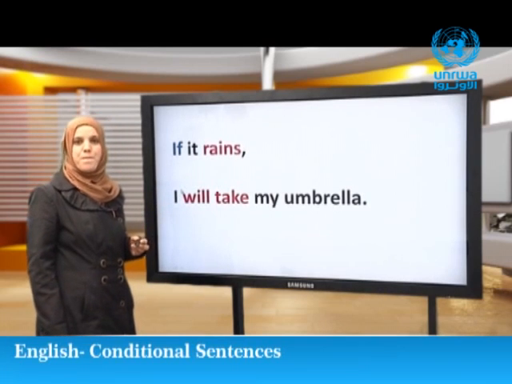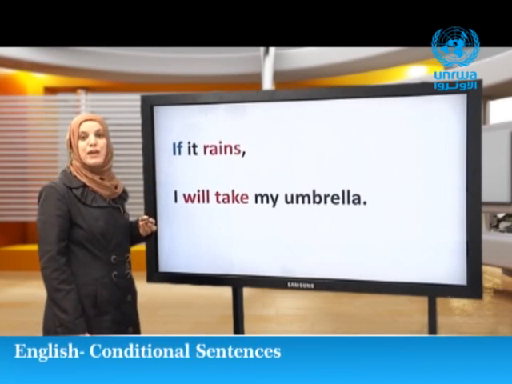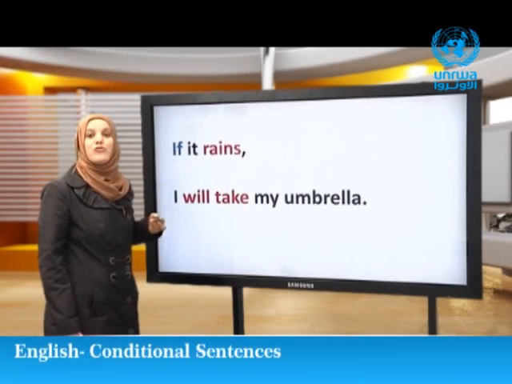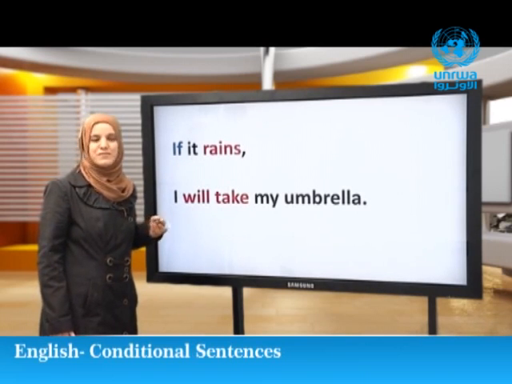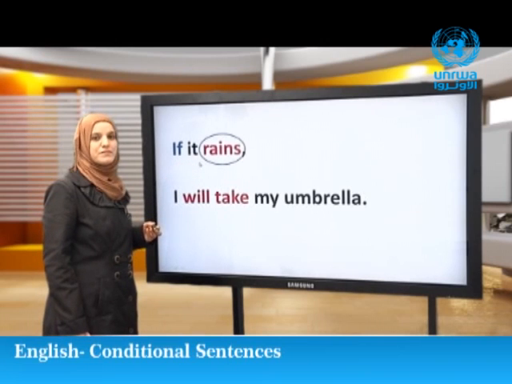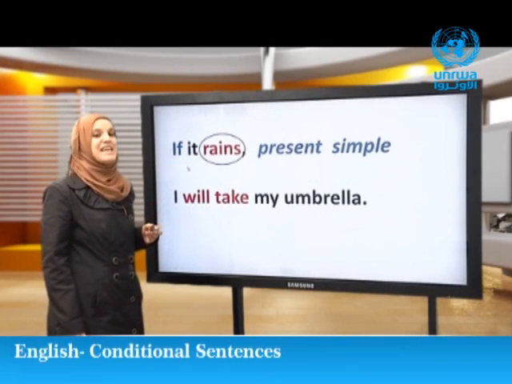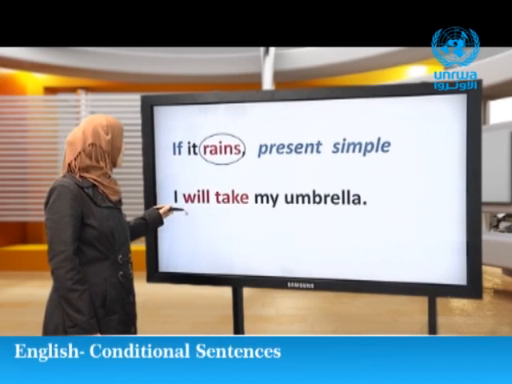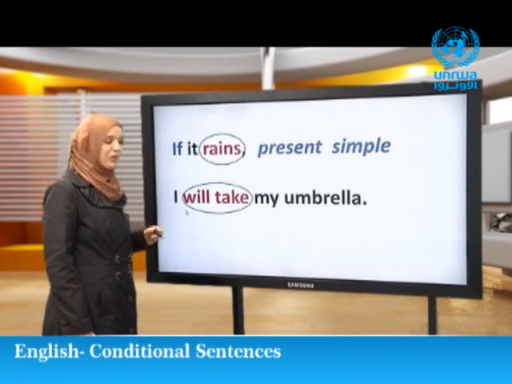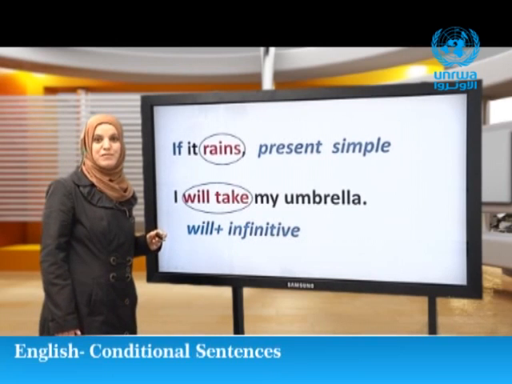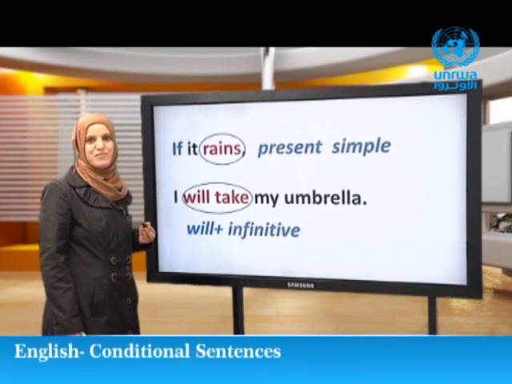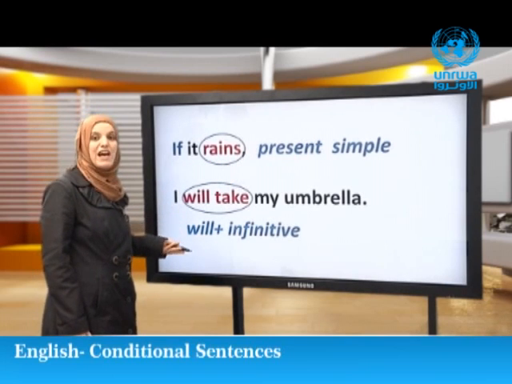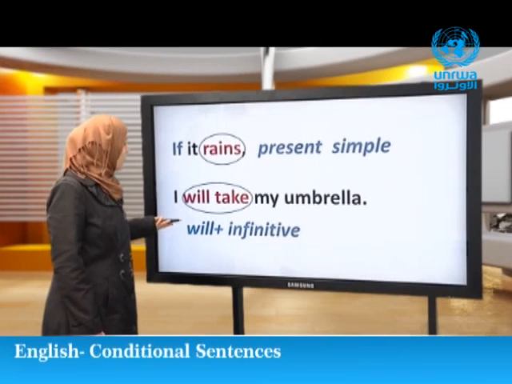Now let's look at the form. What does the sentence begin with? It begins with if. Good. Look at the verb rain. What tense is it? Good. It's present simple tense. What about the other verb? The verb in the result will take. Good. This is future simple. Will plus infinitive. So we have present simple tense in the condition and we have future simple or will plus infinitive in the result.